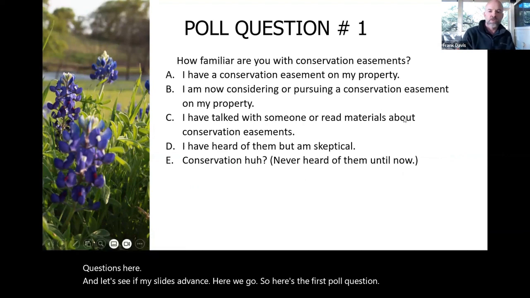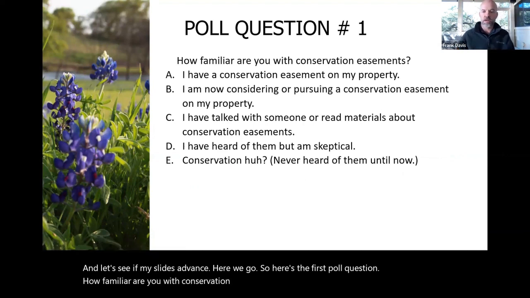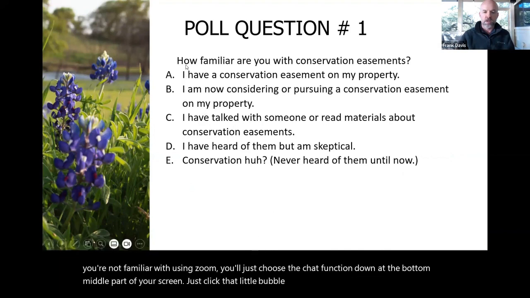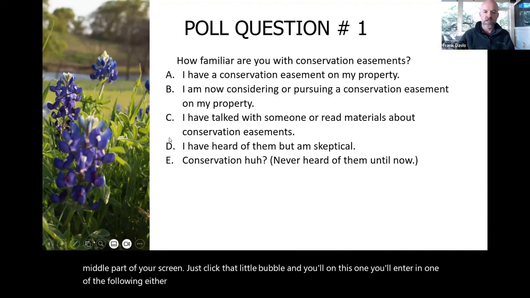How familiar are you with conservation easements? What you'll do here, if you're not familiar with using Zoom, is choose the chat function down at the bottom middle part of your screen. Just click that little bubble, and on this one, you'll enter one of the following: A, B, C, D, or E. So how familiar are you with conservation easements?